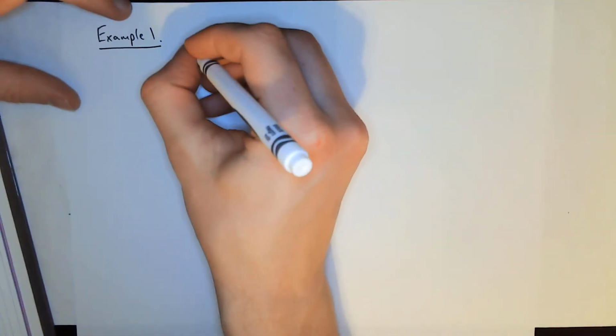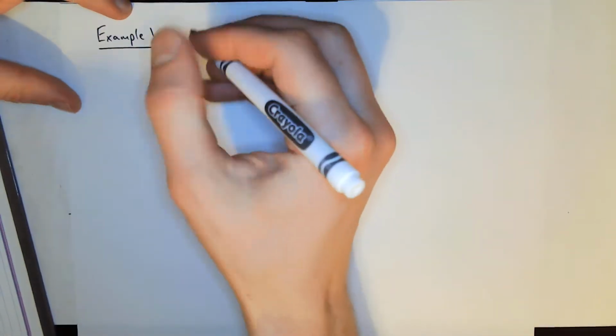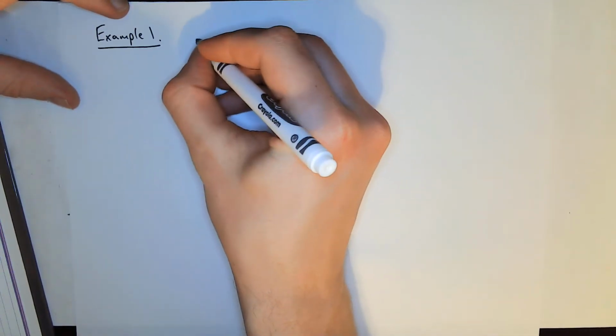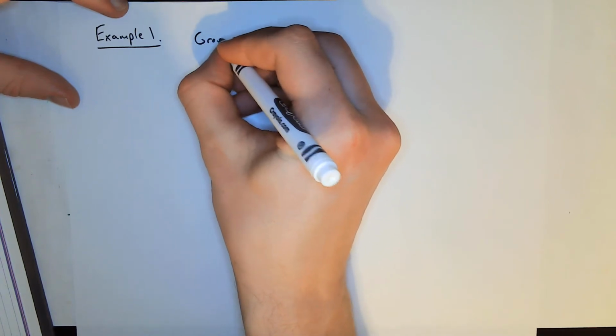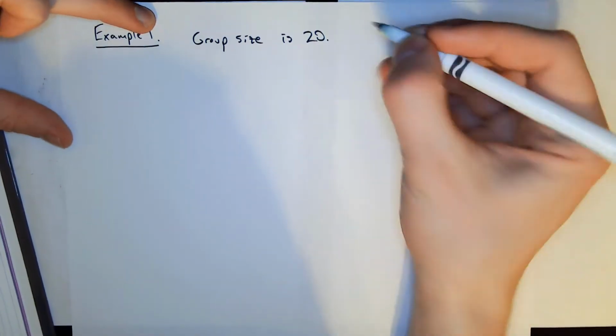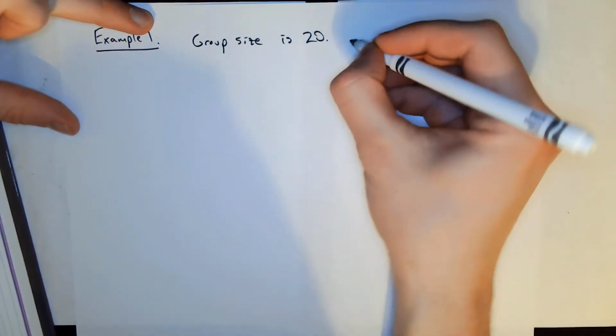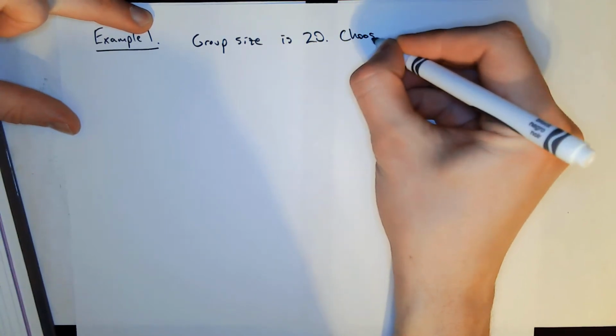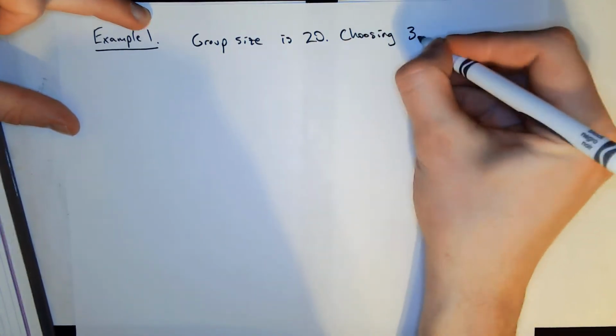All right, so I'm not going to write all that out. You can read it in the ebook. So I am going to write down, though, that the total group size is 20. And the selection, the smaller group that's being chosen, I'll say choosing 3.